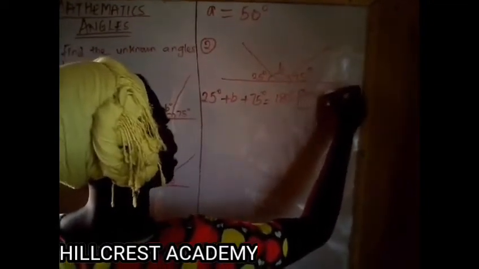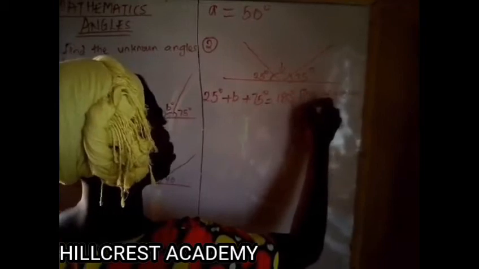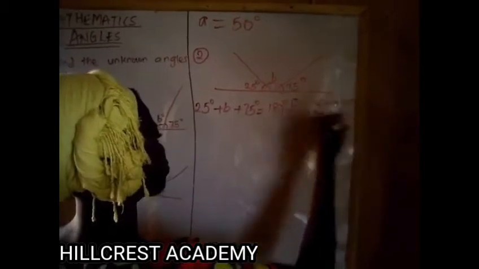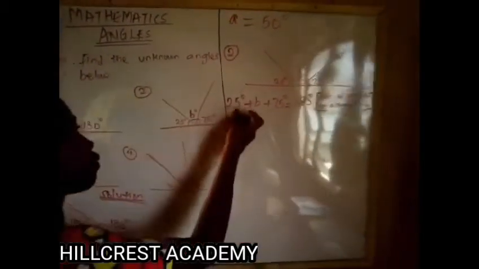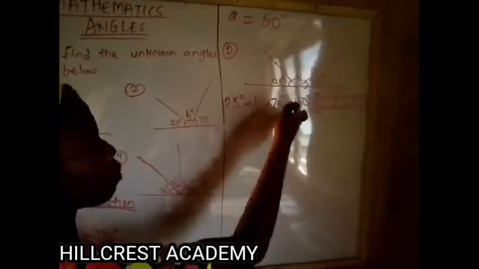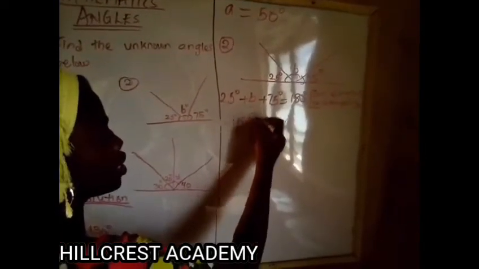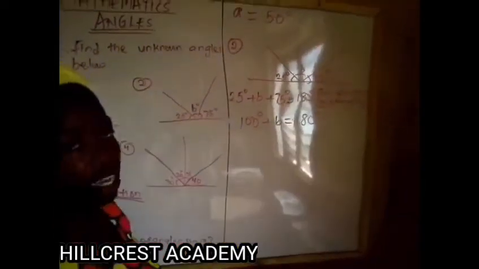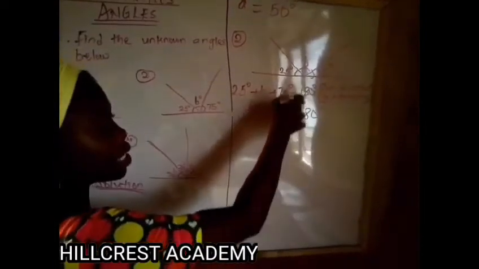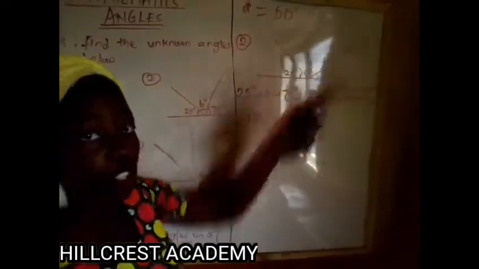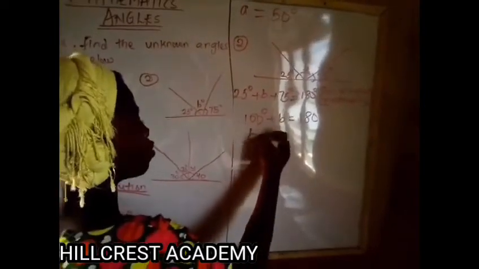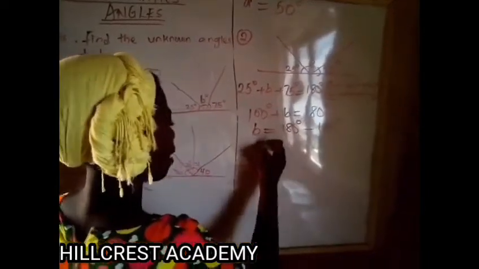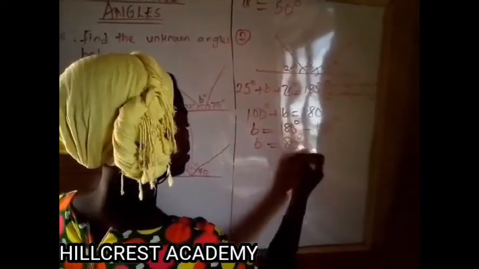Sum of angles on a straight line. Now I will add this 25 and 75 together. 25 plus 75 gives me 100 degrees, plus B equals 180 degrees. I collect like terms here. I bring 100 here so I can make B the subject of the formula, because it's B that I'm looking for, the unknown angle in this question. So B will now equal 180 degrees minus 100 degrees. So my B is 80 degrees. That is the unknown angle.